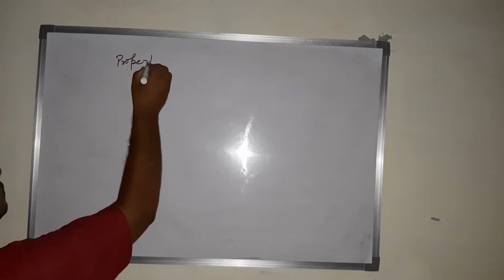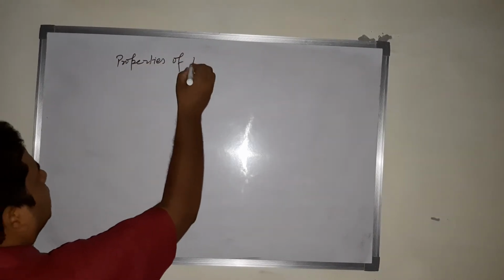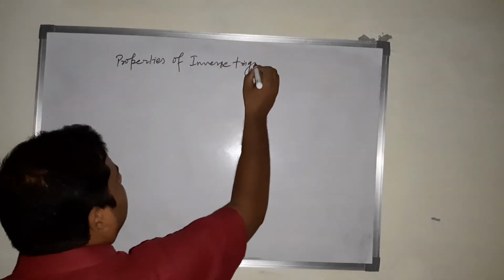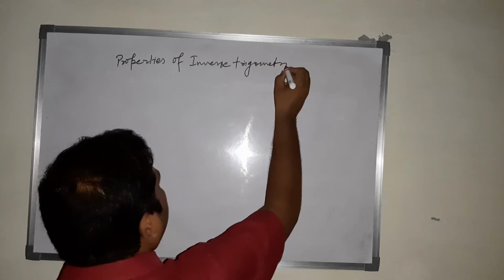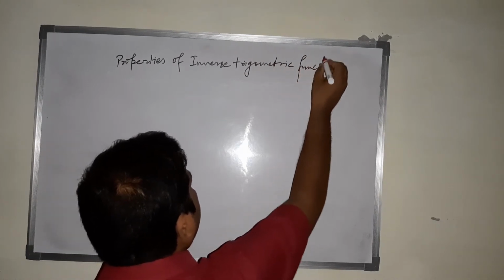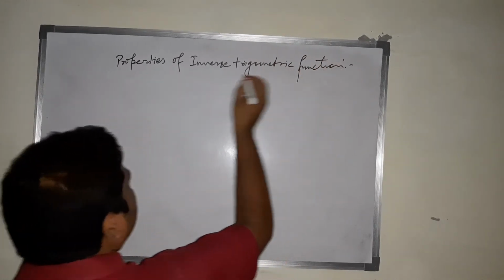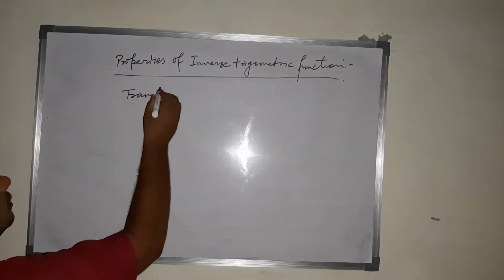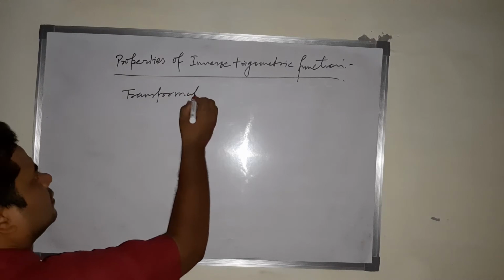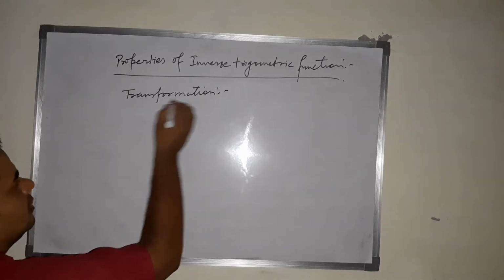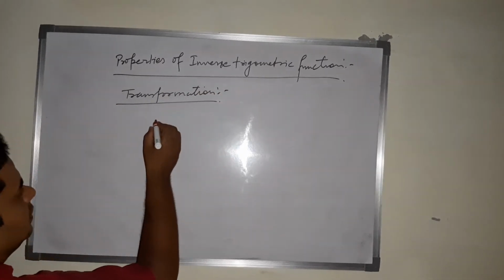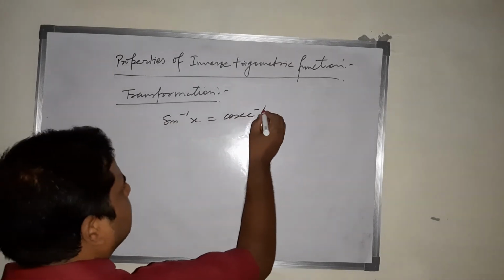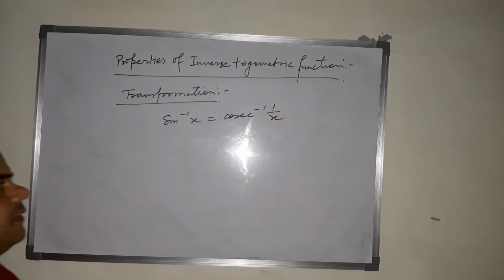Properties of inverse trigonometric function. The first property is transformation. Transformation means sin inverse x can be written as cosec inverse 1 by x.